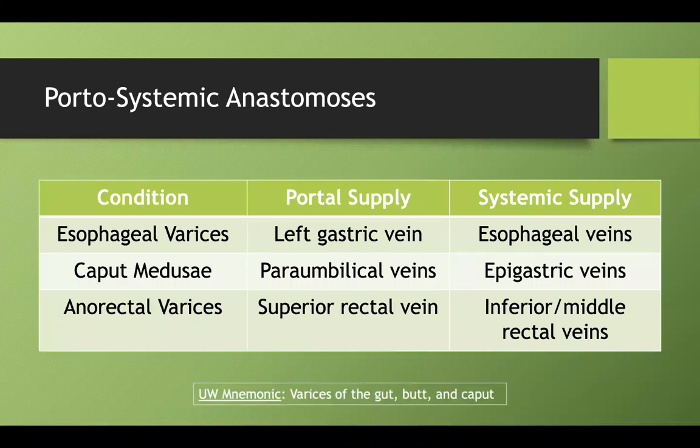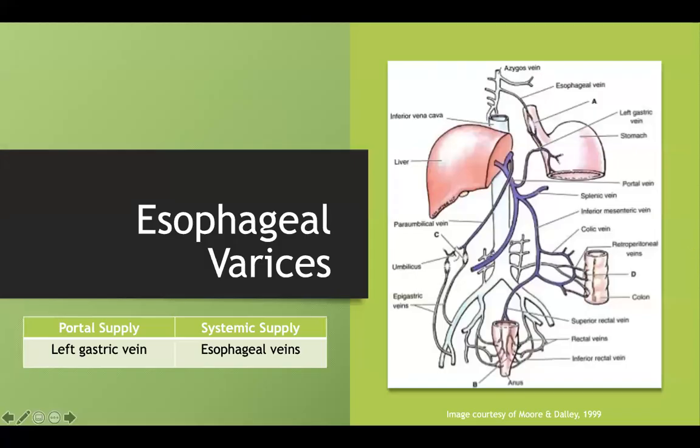And if you look here, this is taken from the liver lecture, talking about a few different areas in our body where our portal system and our systemic system have connections. You can see here we have esophageal varices, which is what I'm about to talk about, with our left gastric and our esophageal veins. So what does that look like?